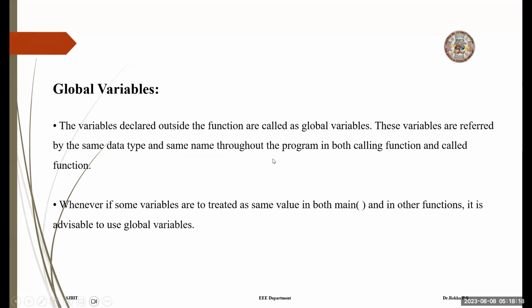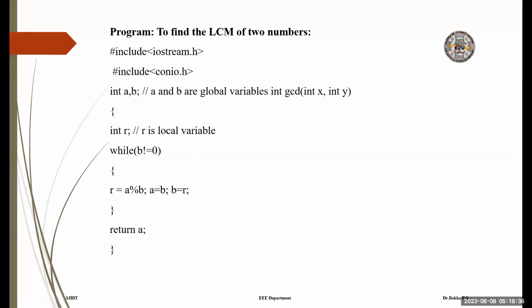Global means it will be declared outside the function. So these variables are referred to with the same data type and same name throughout the program, in both the calling as well as the called function. Whenever some variables are to be treated as the same value in both main and other functions, it is advisable to use global variables.